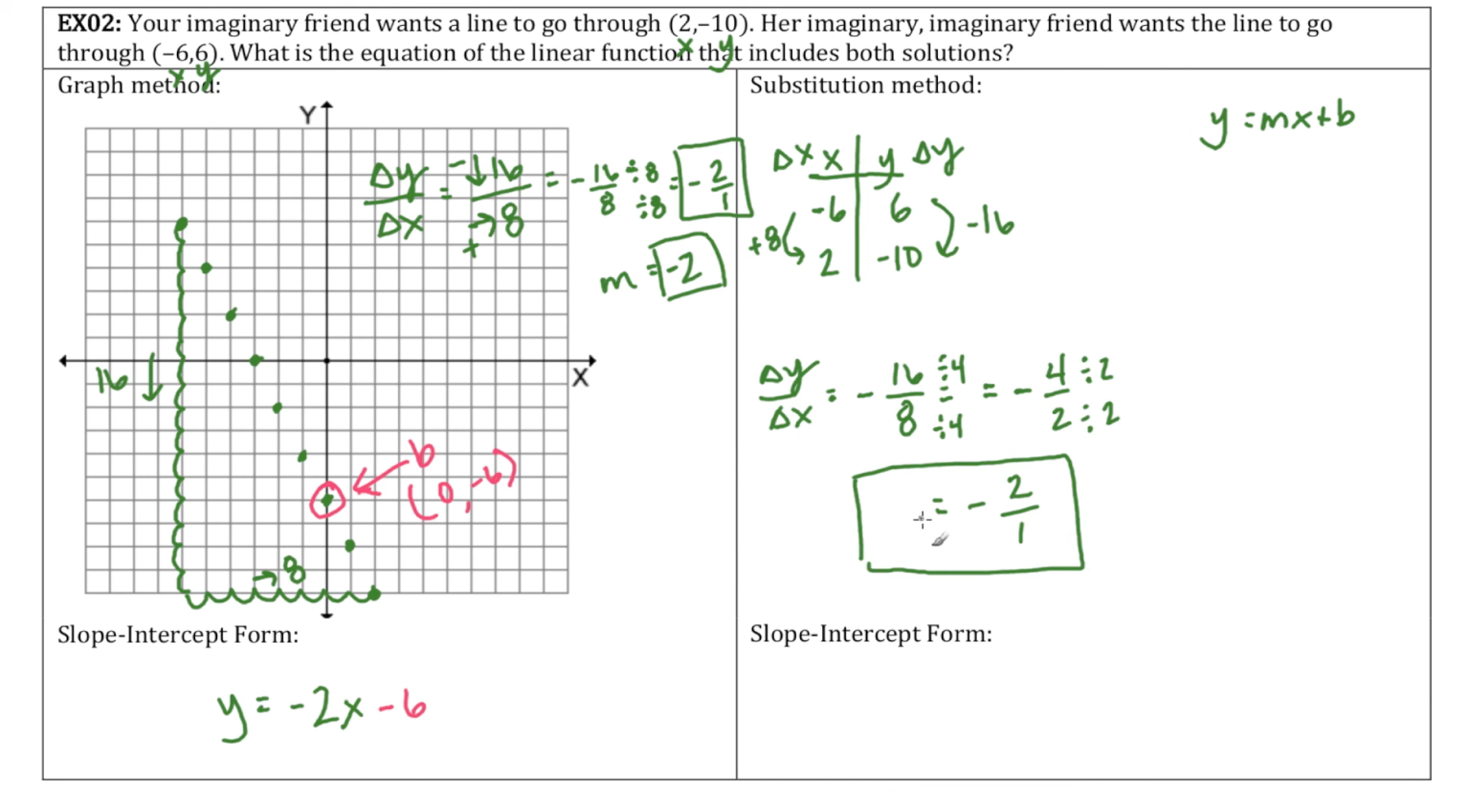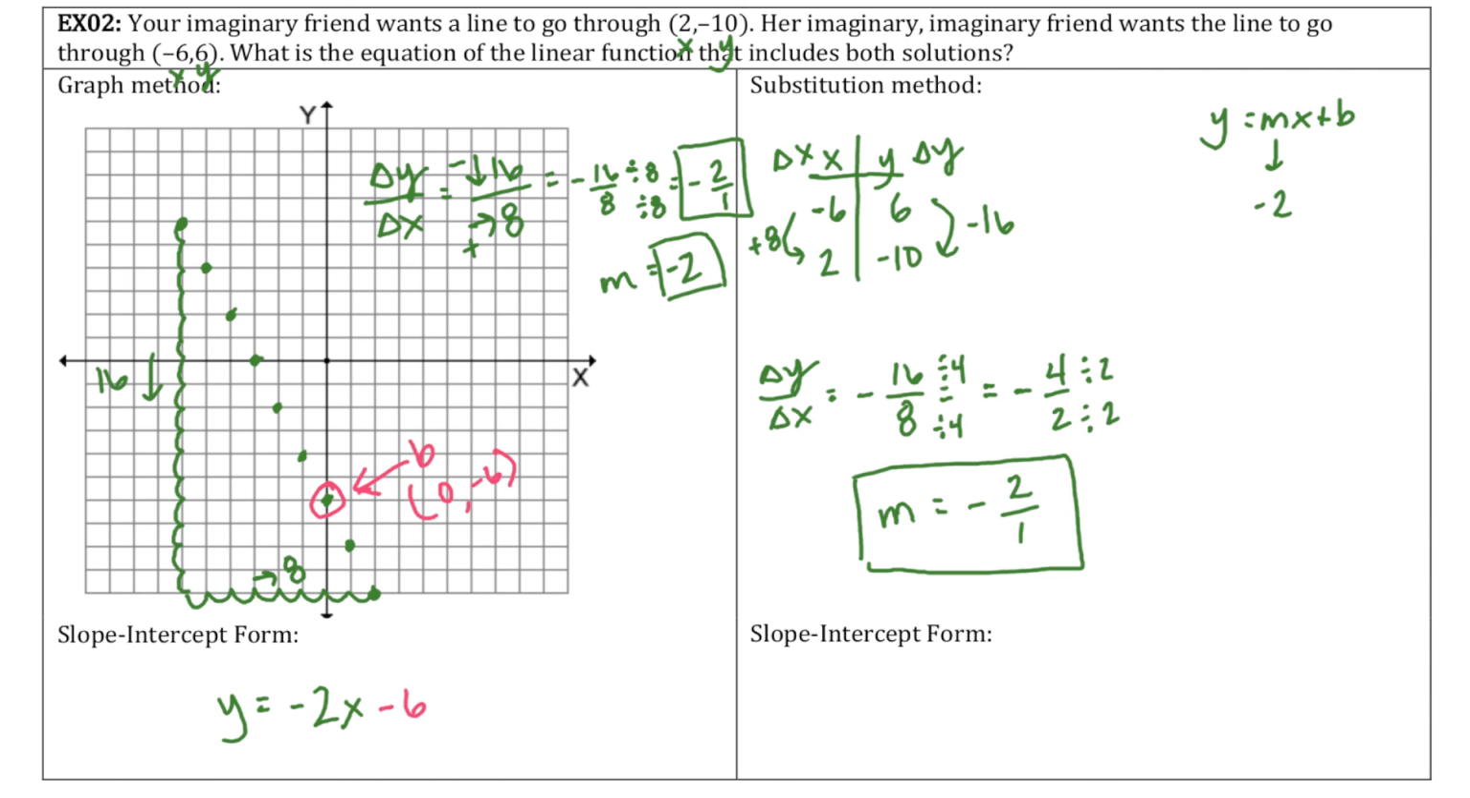Which is actually, well, which is our b, right? Oh, that's not our b, that's our slope, that's our m. That's how we move, m. So m is negative 2.